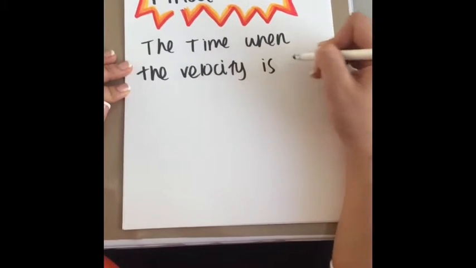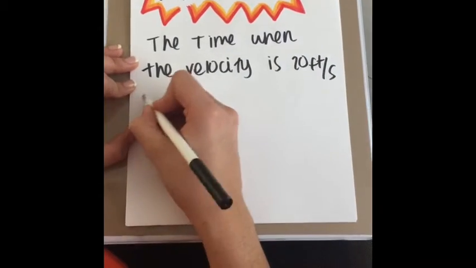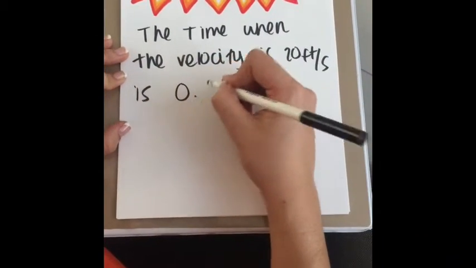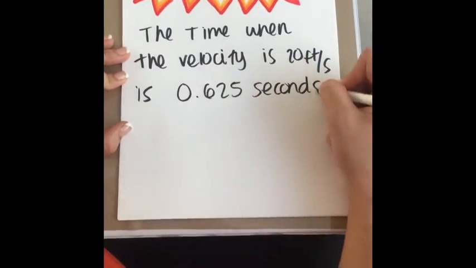So now the final answer. When the velocity is 20 feet per second, the time is 0.625 seconds.